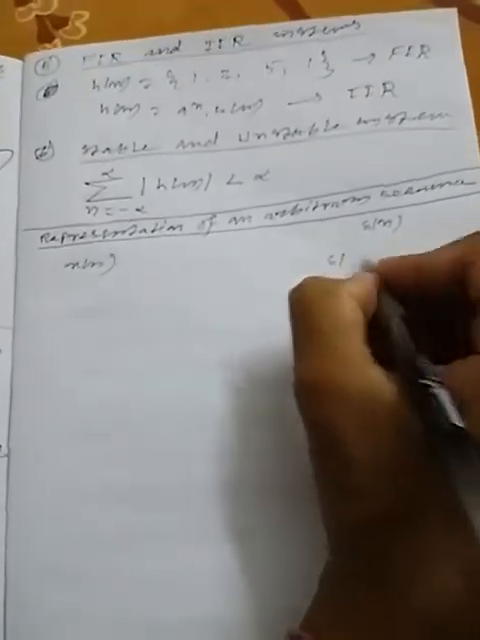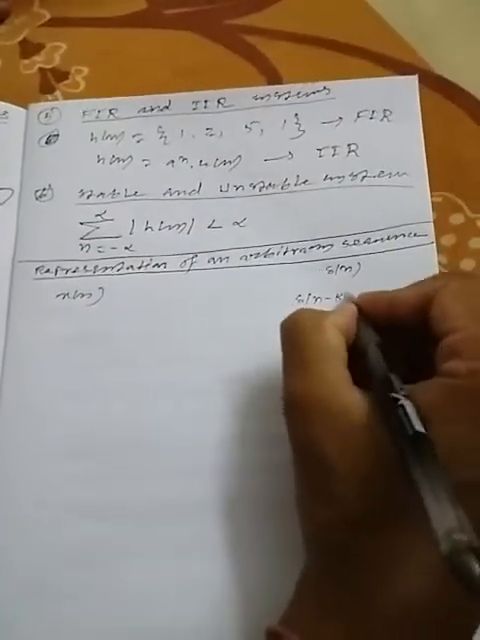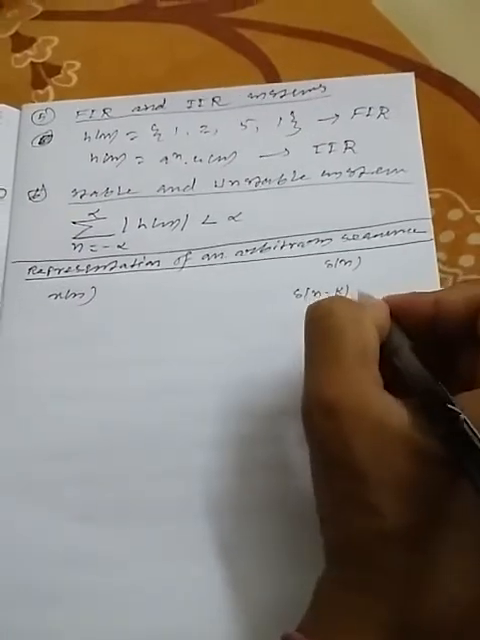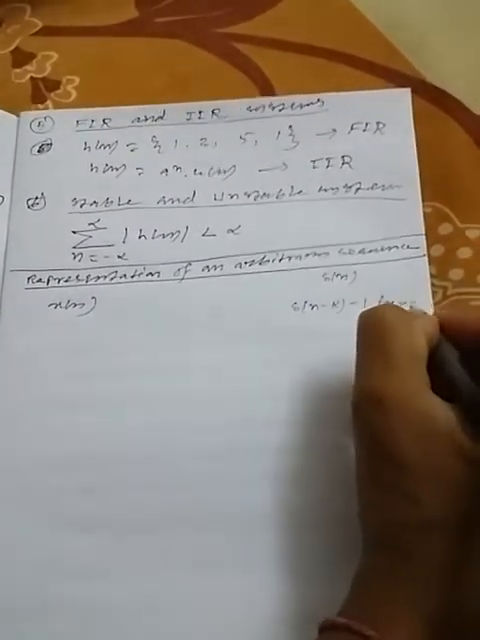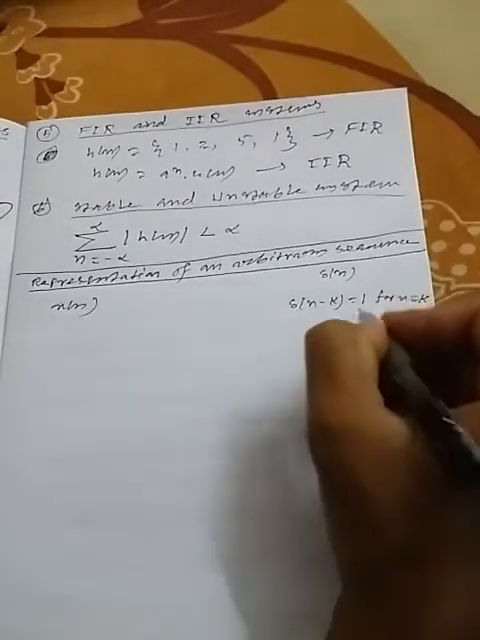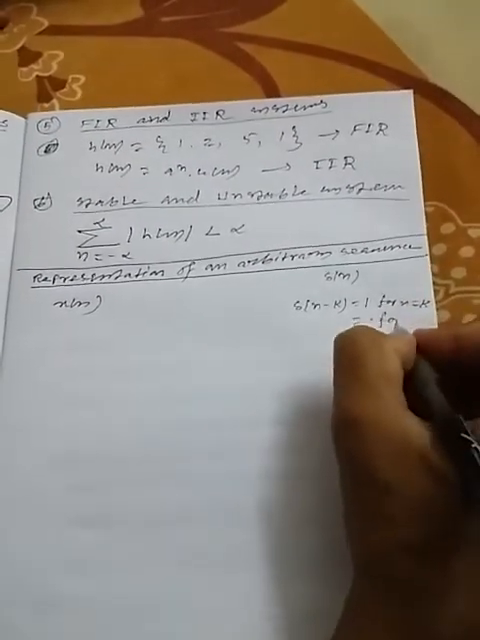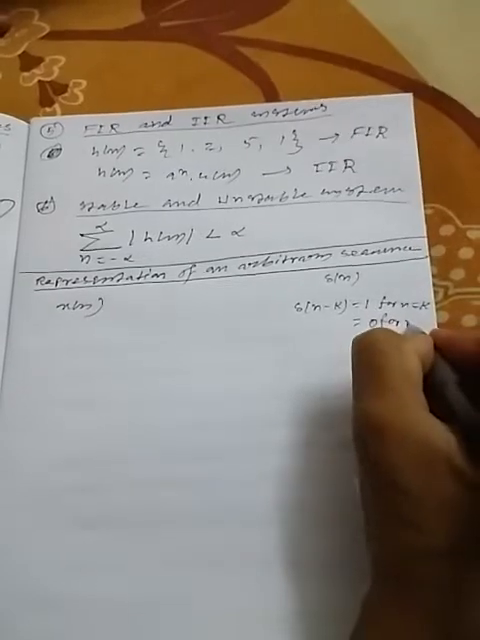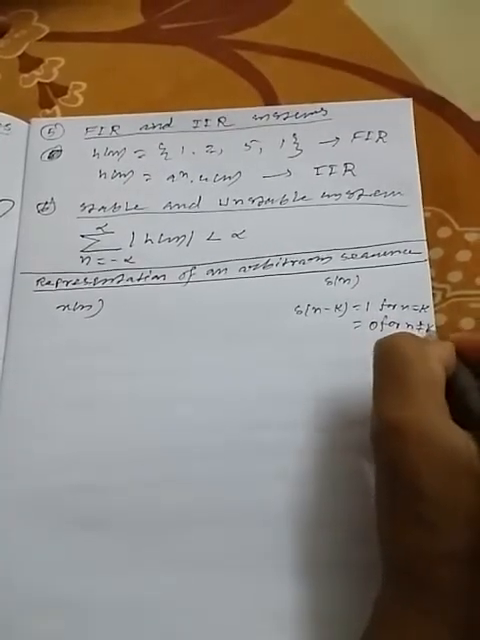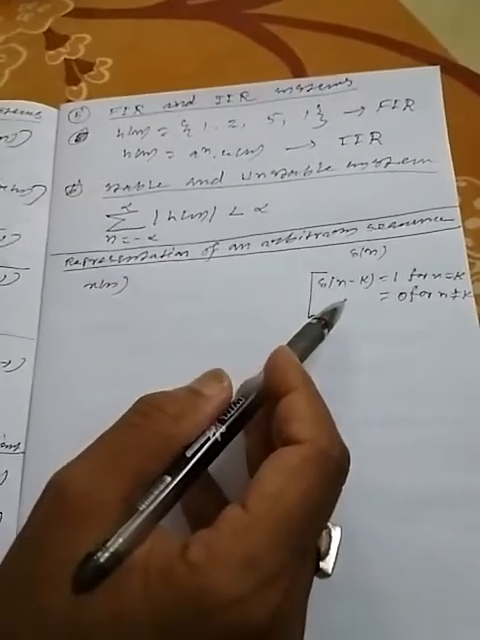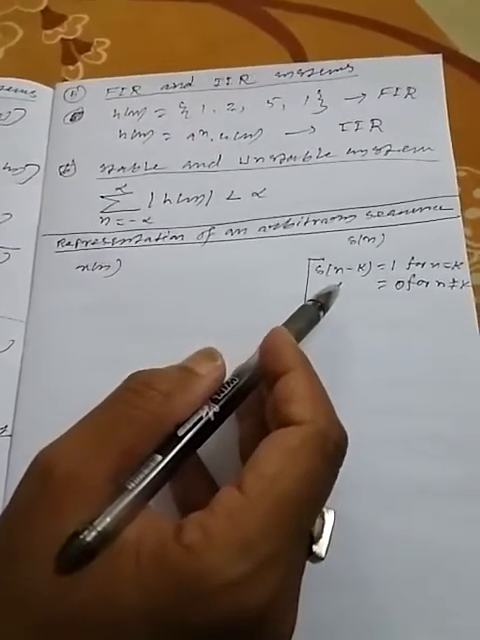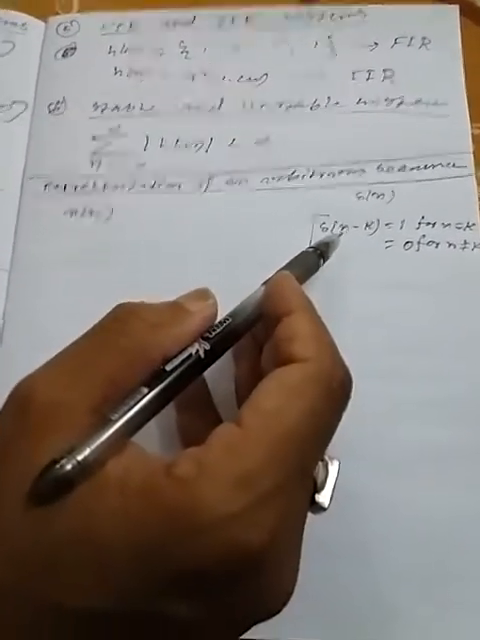It has a property that delta[n minus k], that is the shifted impulse function, is equal to 1 for n equal to k, and 0 for n not equal to k. So this is the property. This is basically the impulse function shifted by k.